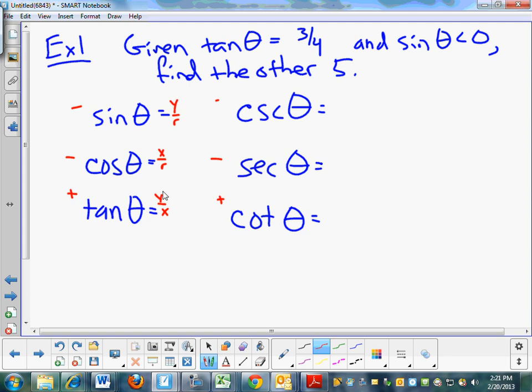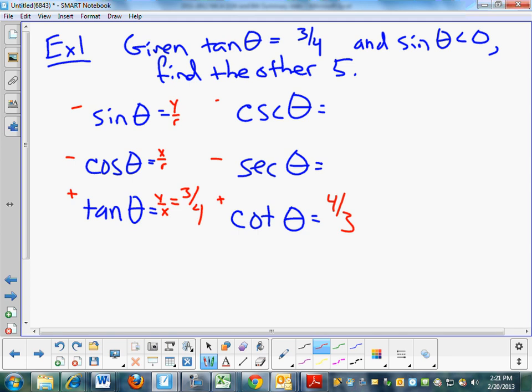So, tangent of theta is 3/4. What is cotangent? 4/3. Now, here's the problem, you guys. Here's why I showed you those new formulas. You might look at this and say, well, sine's going to be the 3 and cosine's going to be the 4. No, you don't know what the r is, do you? So you'd have to determine that.